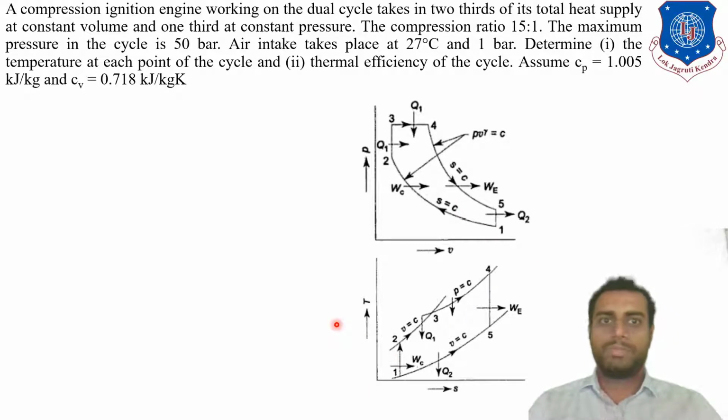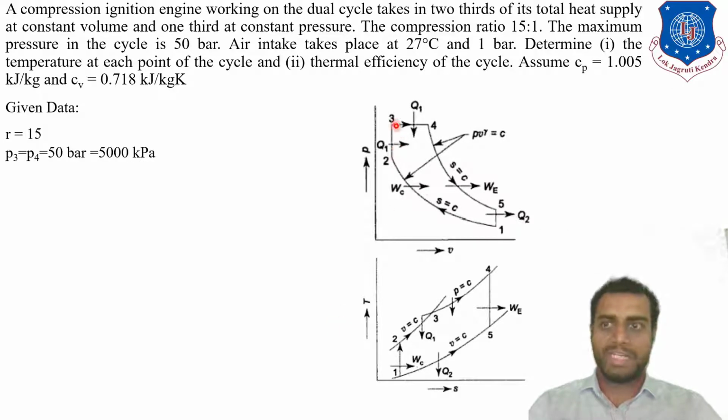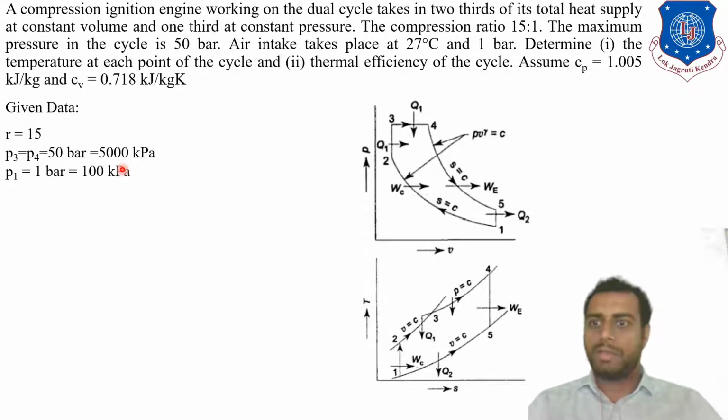Now let's write down the given data first. As you can see, the compression ratio is 15. Further, the maximum pressure of the cycle is 50 bar. If you observe the PV diagram, then P3 and P4 are at the maximum pressure, that is 50 bar. So P3 is equal to P4 is equal to 50 bar. If you convert it into kilopascal, then it will be 5000 kilopascal. Further, the pressure at the inlet is 1 bar, so it is also shown over here. Inlet is point 1. So P1 is equal to 1 bar, 100 kilopascal.